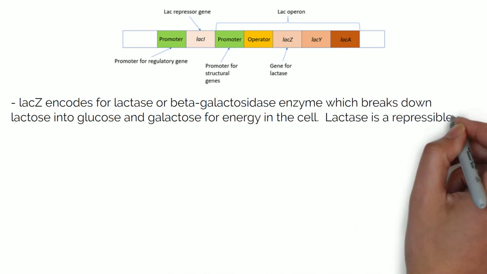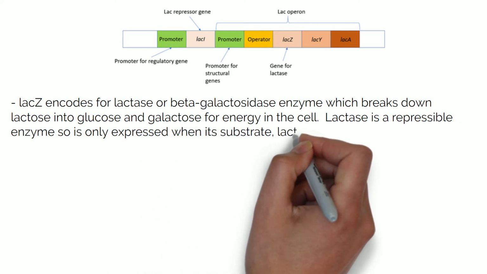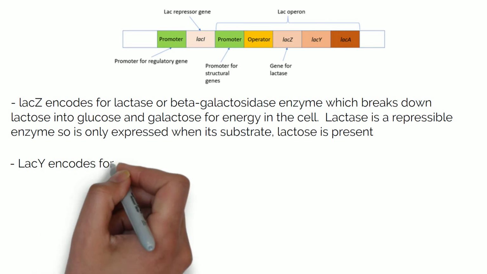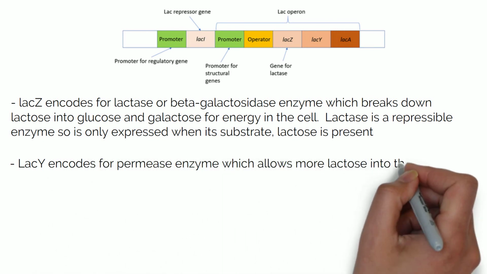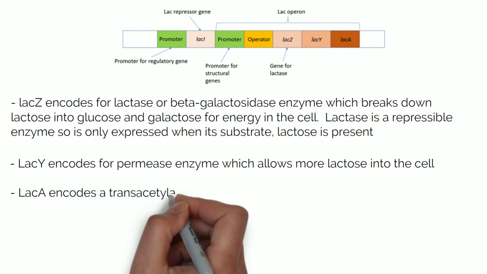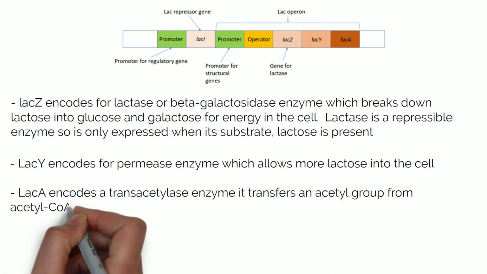Lactase is a repressible enzyme, so it is only expressed when its substrate, lactose, is present. LAC-Y encodes for a permease enzyme, which allows more lactose into the cell. LAC-A encodes a trans-acetylase enzyme. It transfers an acetyl group from acetyl-CoA to lactose.